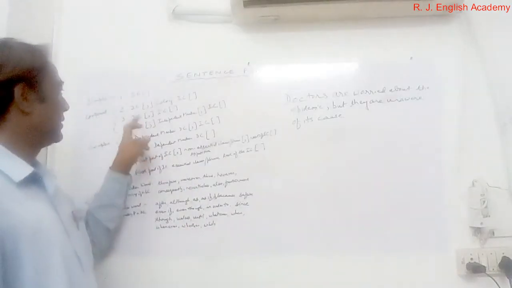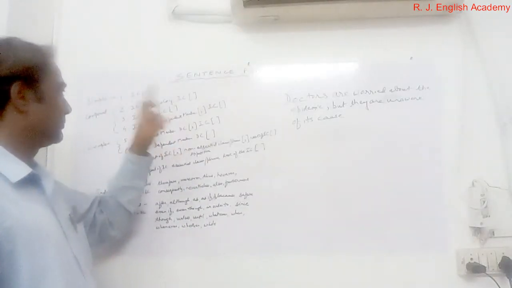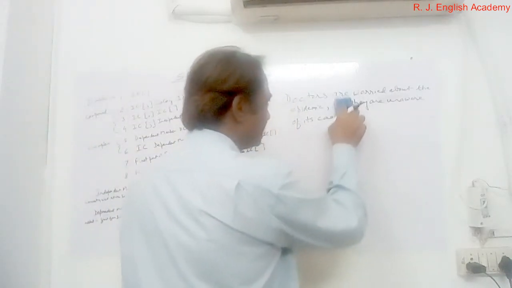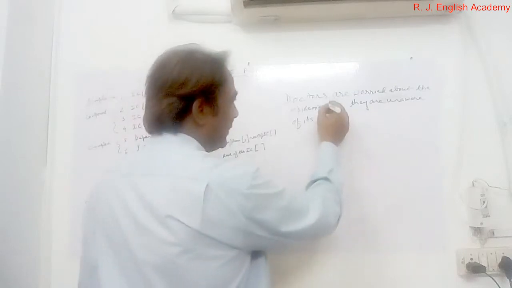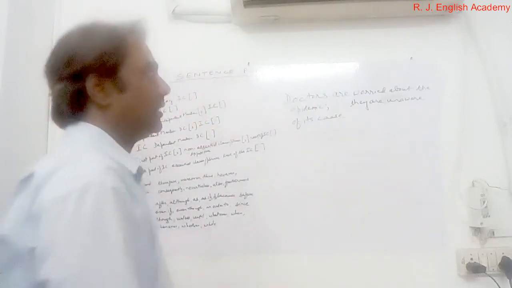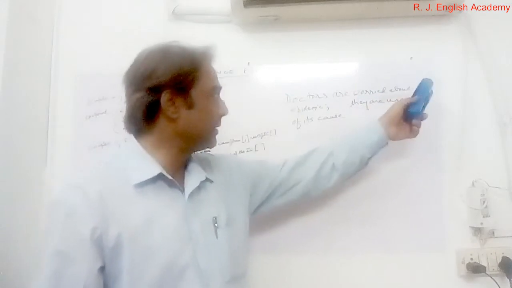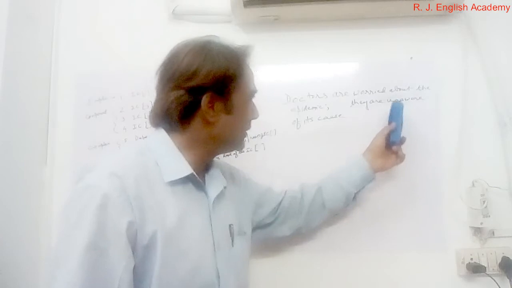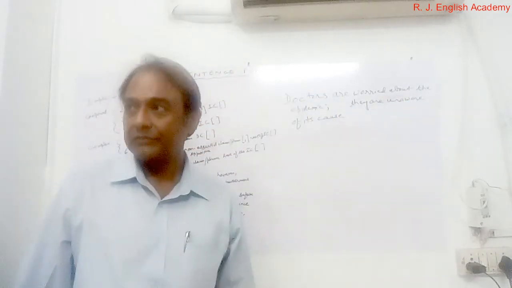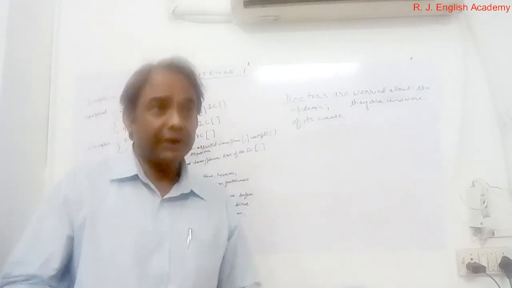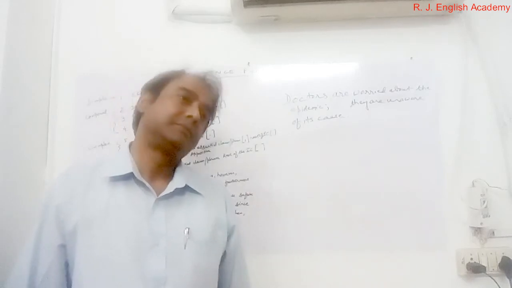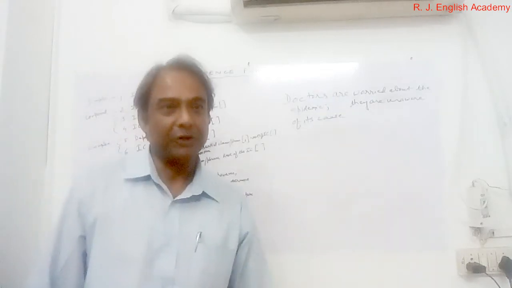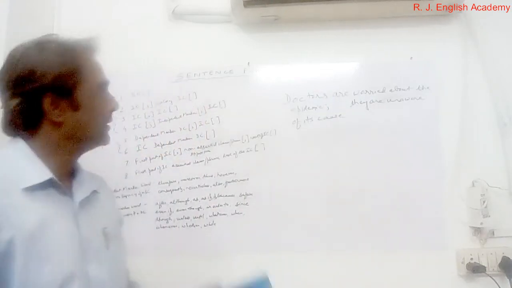Another is independent clause, semicolon, independent clause, period. Instead of a coordinating conjunction, instead of the but, we give a semicolon. Two independent clauses. Doctors are worried about the epidemic; they are unaware of its cause. They are unsure of its cause. Or they do not know the cause. So this is also valid. This is a third form of how you can punctuate a sentence.